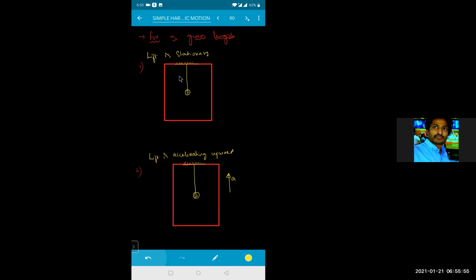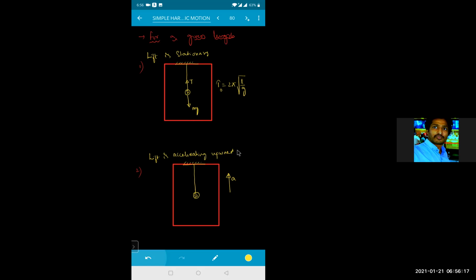See the condition of it. This is a lift. In this lift, a pendulum is hanging and the lift is stationary. So what will be the time period of this one? Time period T naught is equal to 2 pi under root of L by g, because only gravity is acting on it. That is, the tension in the string T and the weight of the body will be equal to m into g. Isn't it?